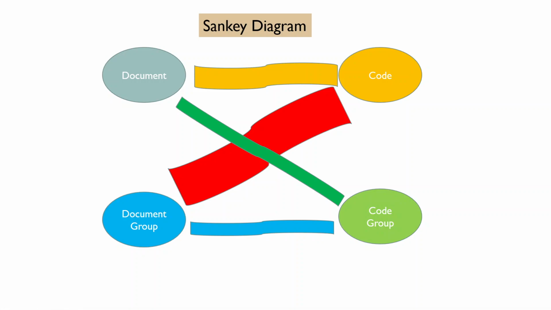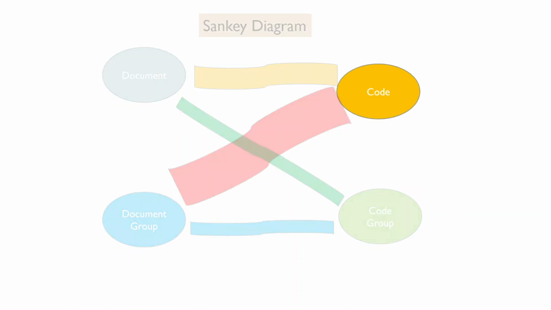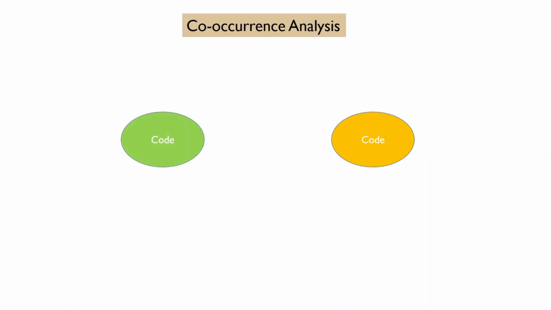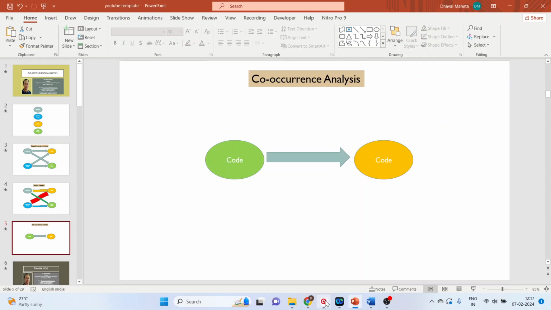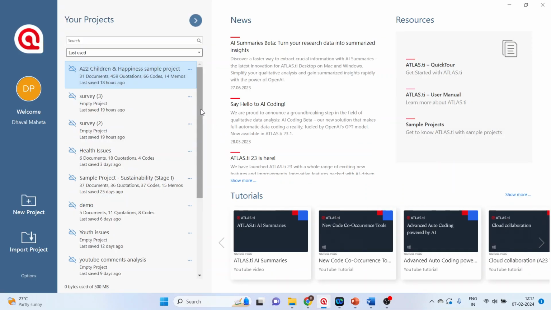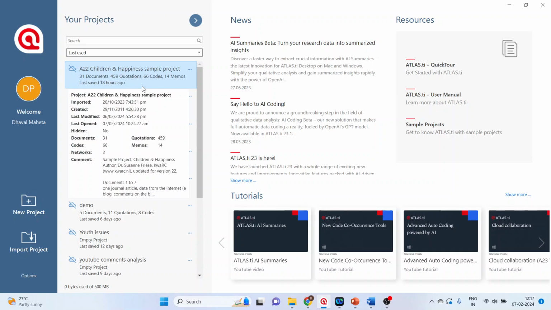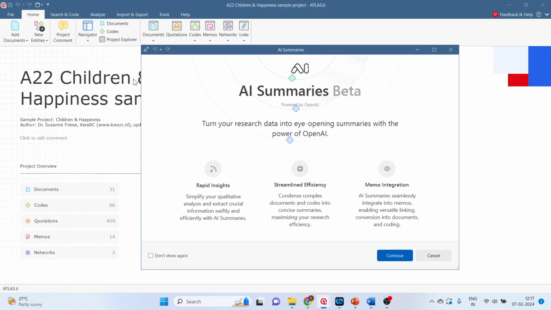Kindly refer to it. Now let's talk about the co-occurrence analysis. So the co-occurrence analysis is the frequency of the occurrence of two codes together. How can we run co-occurrence analysis? Let's see in Atlas.ti. For this, we'll go in Atlas.ti. I've already downloaded one sample project, Children and Happiness, from the Atlas.ti website. Double click on it.